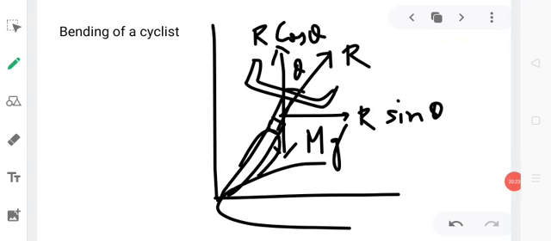Next we will be discussing a situation, that is, bending of a cyclist. A cyclist provides himself the necessary centripetal force by leaning inward on a horizontal track while going round a curve. For this, let us consider a cyclist of weight mg. Here, the weight of the cyclist includes the weight of the cycle also. So when I am saying mg, that includes the weight of the cyclist as well as that of the cycle. So let us consider a cyclist of weight mg taking a turn of radius r with velocity v.